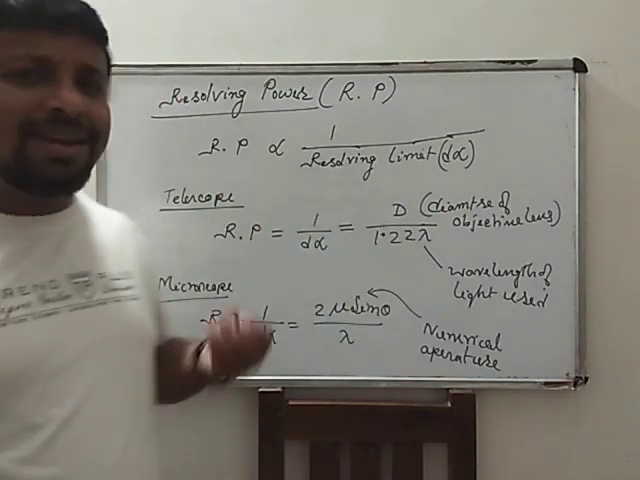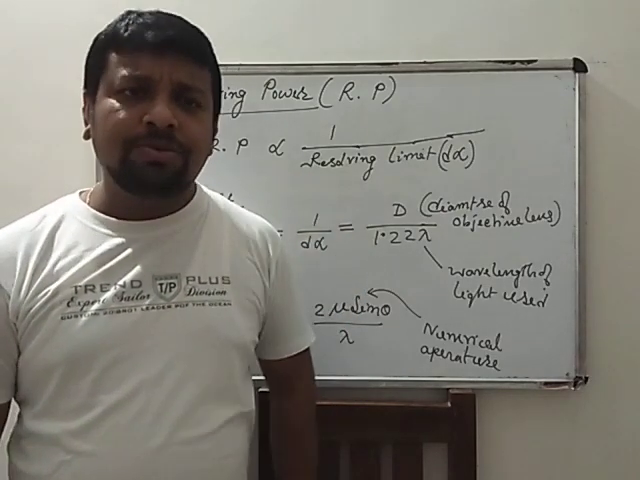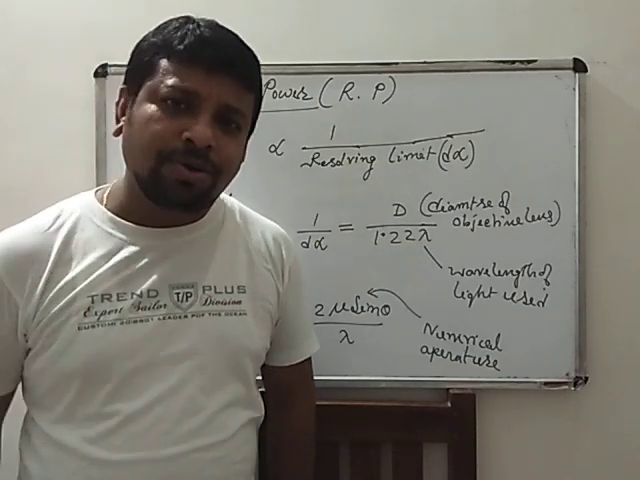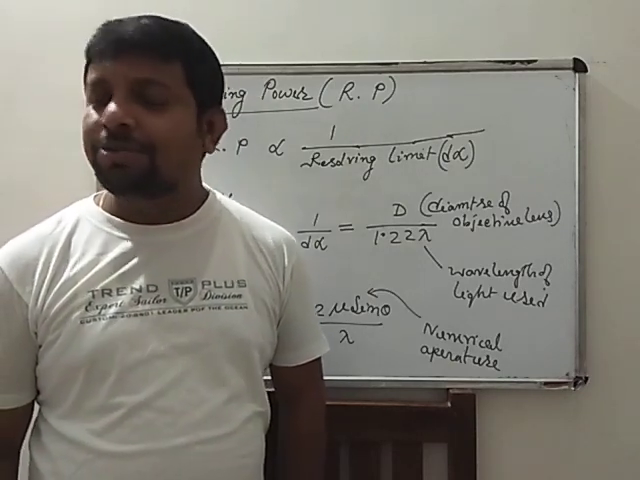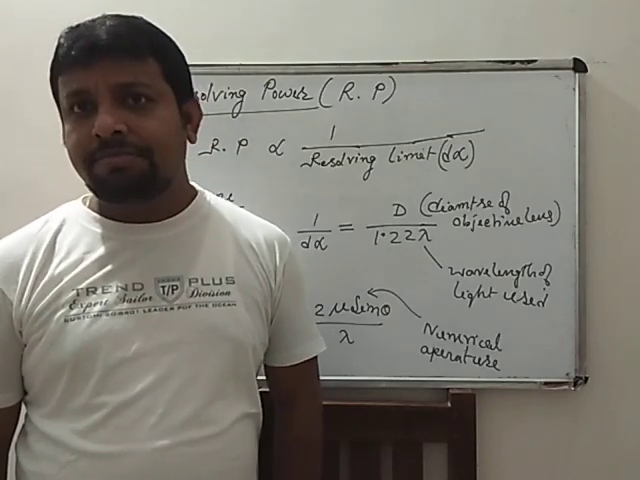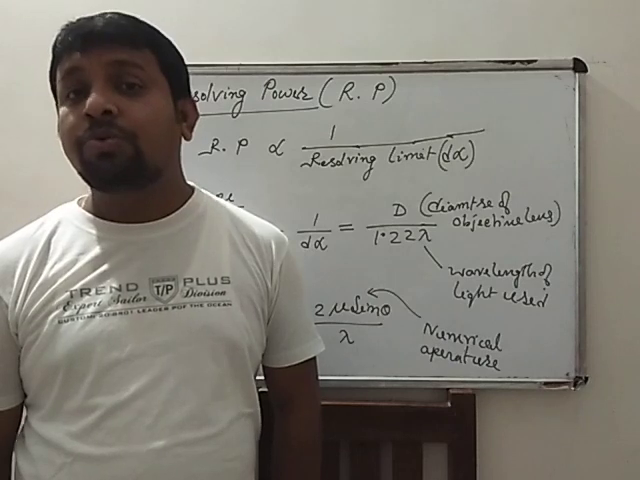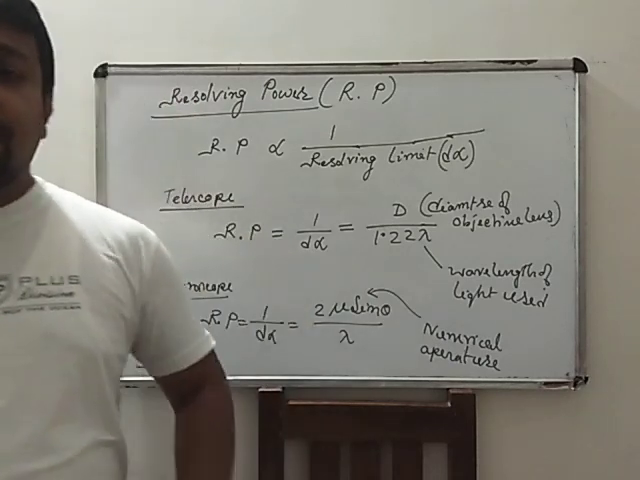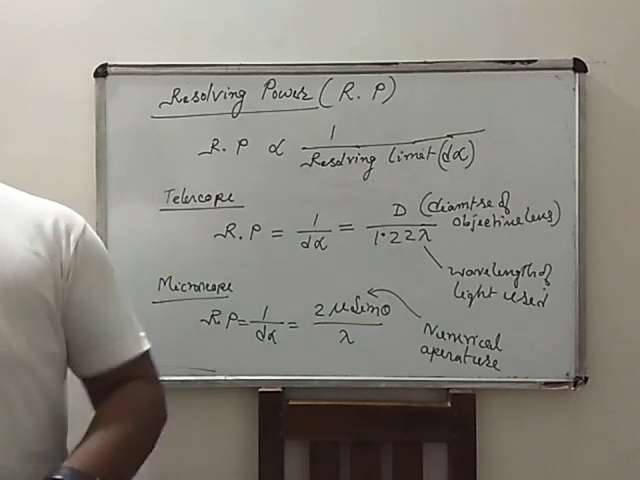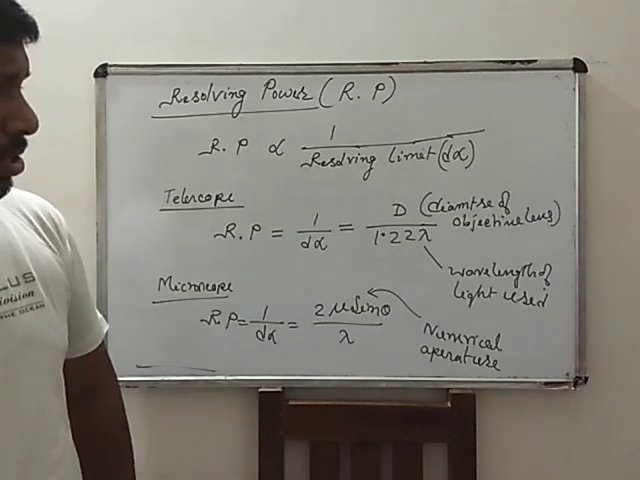There are two diagrams. These two diagrams can be easily drawn from your book. Okay, this is the Cassegrain telescope. In the Cassegrain telescope, a concave mirror, that means two concave mirrors, and a convex mirror are used. So these two diagrams can be easily drawn.